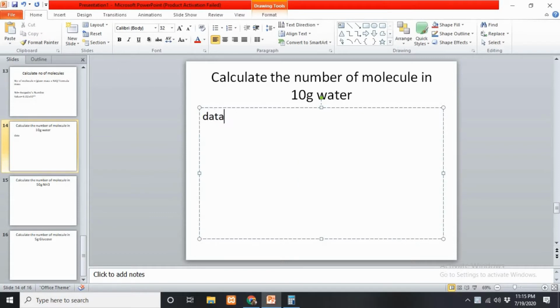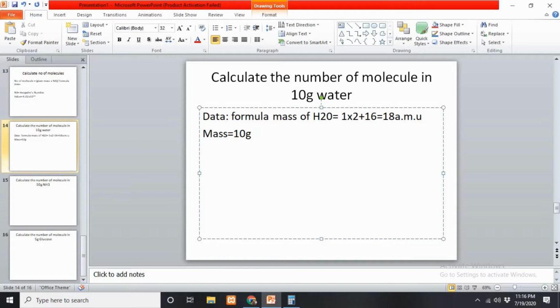First we are going to create the data. What you have to write here is to first calculate the formula mass of H2O. The formula mass of H2O: hydrogen is 1 and it contains 2 atoms, so it becomes 1 into 2, plus oxygen. The mass number of oxygen is 16, so it becomes 18 AMU. The next thing is our mass. Mass is equal to 10 gram. That will be given in your question already.